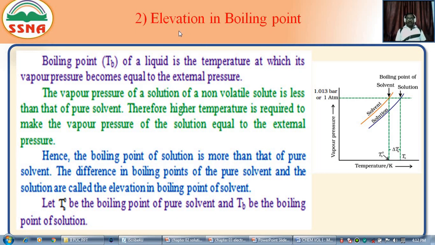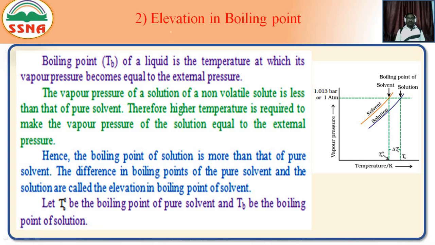In this module, we will learn the concept of boiling point. First, we look at the definition of boiling point. Boiling point is denoted by the symbol Tb. The boiling point of a liquid is the temperature at which its vapor pressure becomes equal to the external pressure.